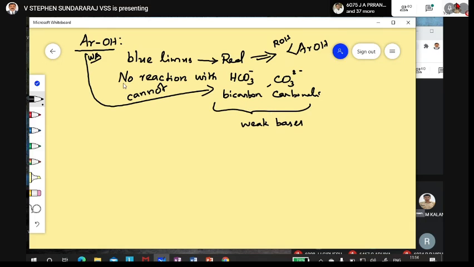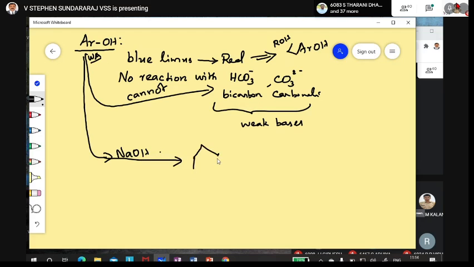At the same time, what happened? It is reacting with strong bases, NaOH, to form sodium phenoxide. Therefore, it is an acid. A strong base means even a weak acid can react with a strong base. These are the introduction part.